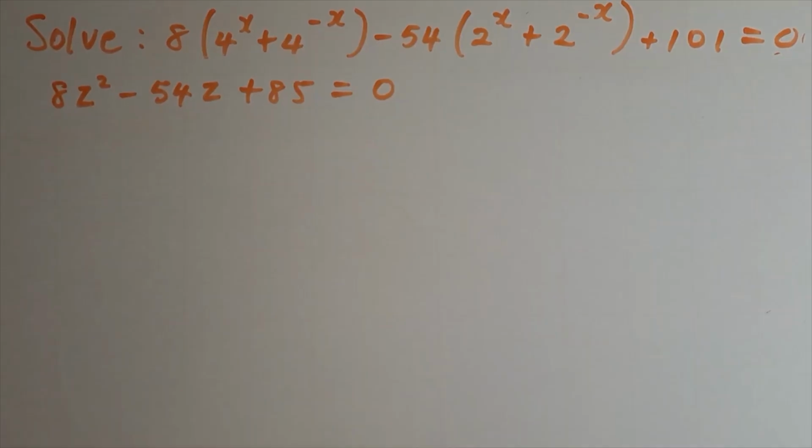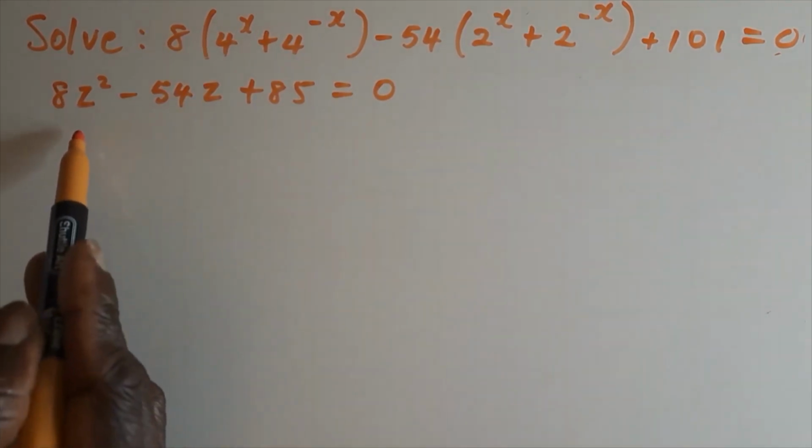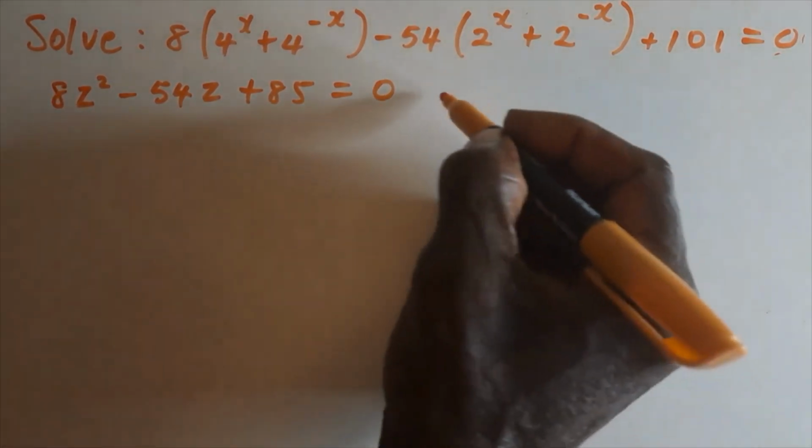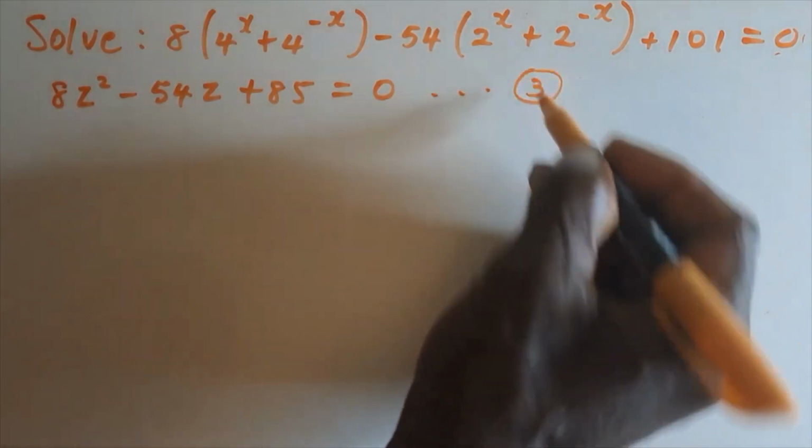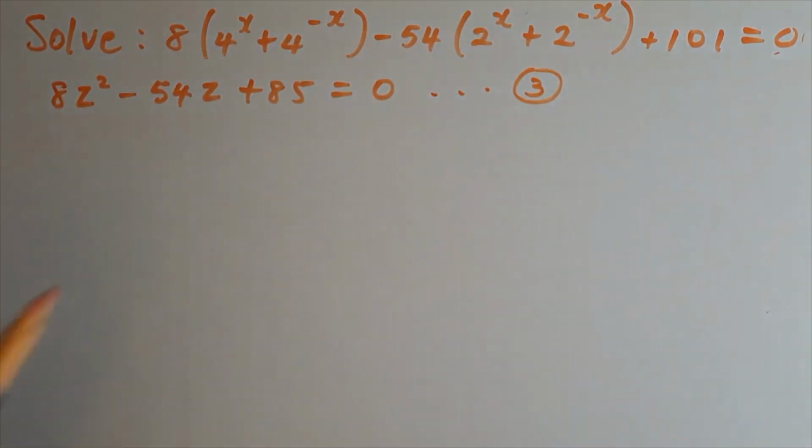Right, if you recall from the first video, part 1, this is equation 3. So now we're going to work in the reverse. Here we'll solve this quadratic in Z and find the two values of Z that satisfy this quadratic.